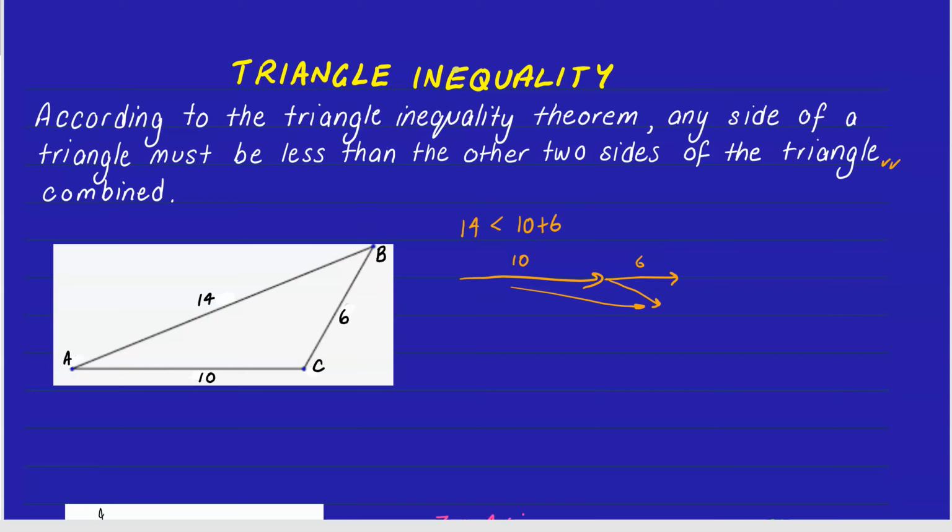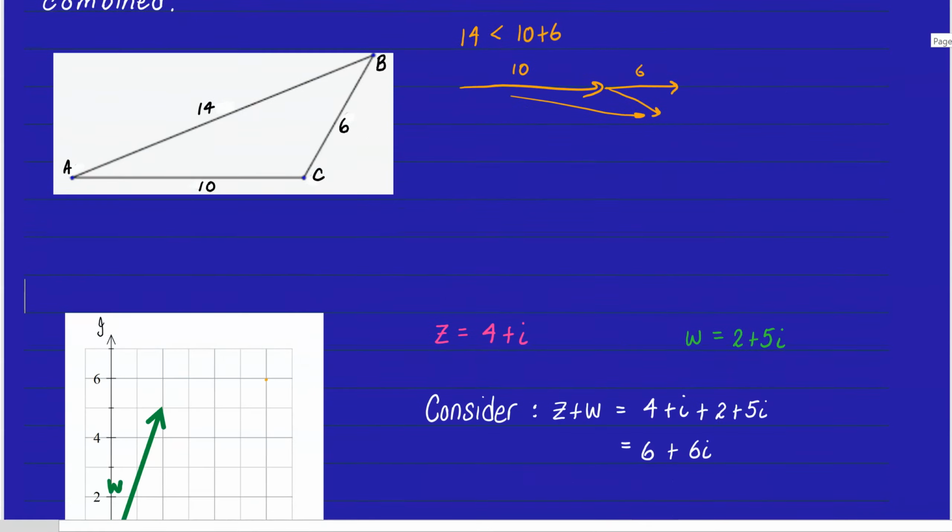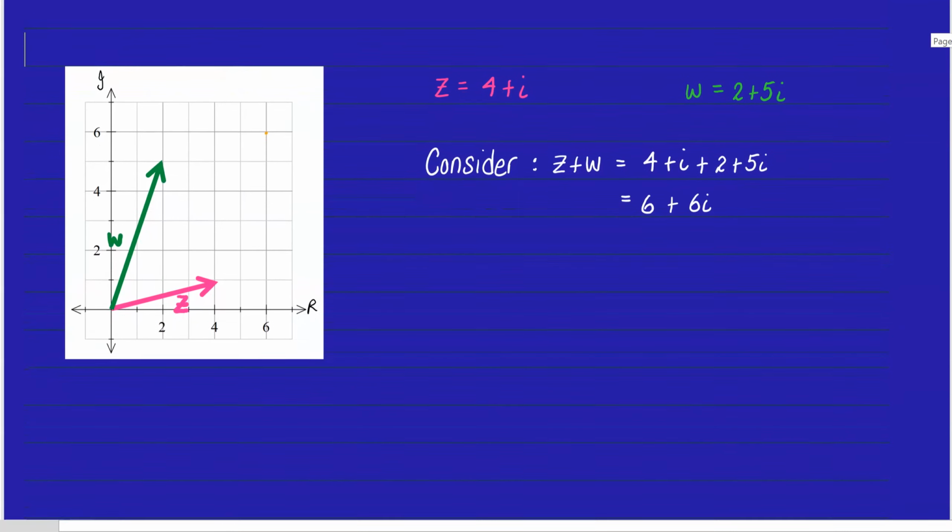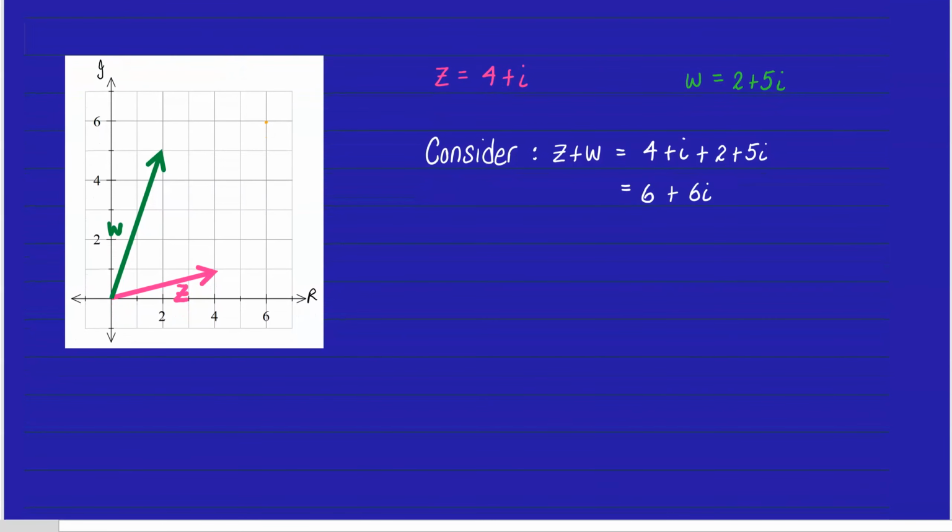Why are we talking about this with complex numbers? Well, the triangle inequality is useful because it can be used to consider the distance between points in the complex plane. So let's have a look at how that goes. Let's take our two complex numbers, z and w: 4 plus i and 2 plus 5i. If we were to plot them on our Argand plane, our complex plane, we've got these.